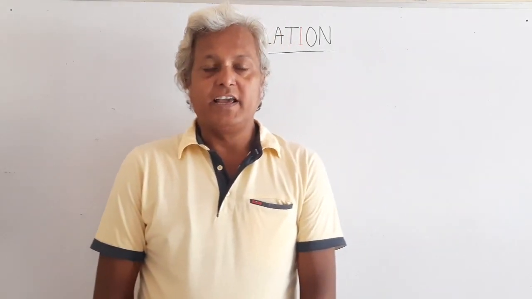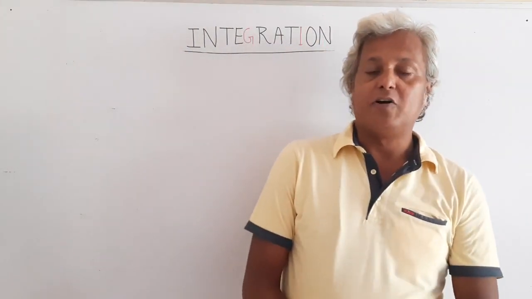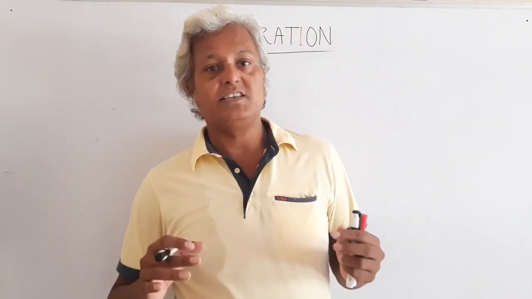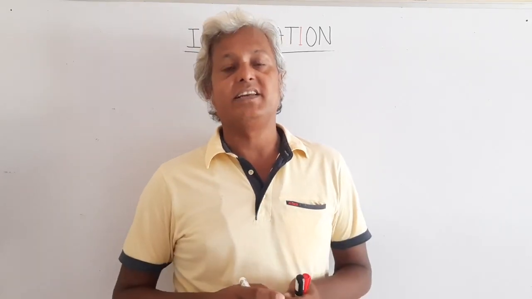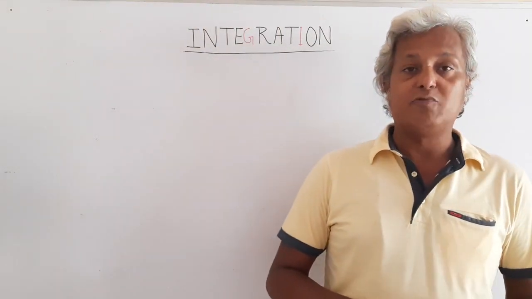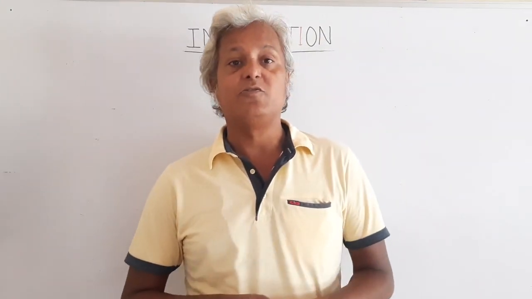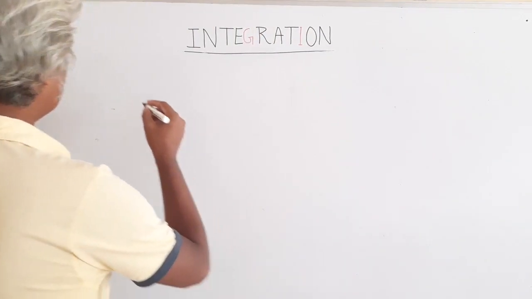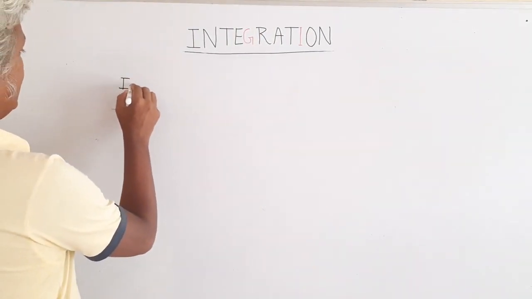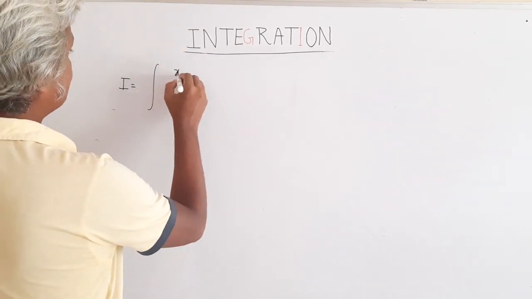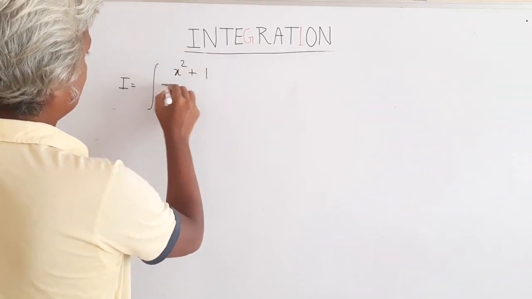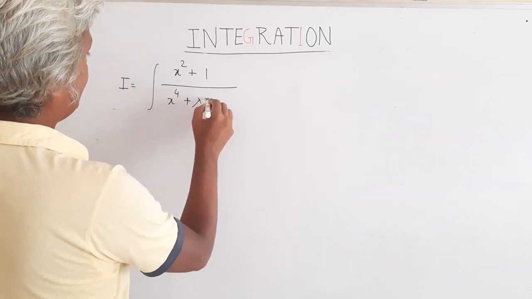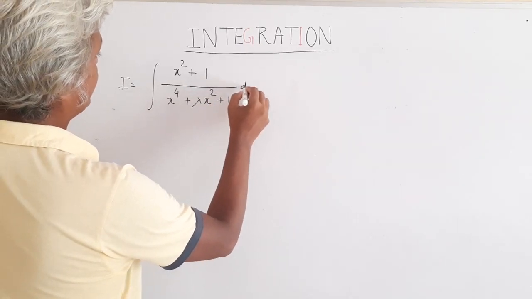Friends, in this video again we are going to integrate the various different forms of expressions which can be integrated. In the previous videos we focused more on forms of integrations which are unique in nature, and once you practice these kinds of integrations you will be in better condition. So here one such form I have right now is the integration I equals x square plus 1 over x to the power 4 plus lambda x square plus 1 dx.